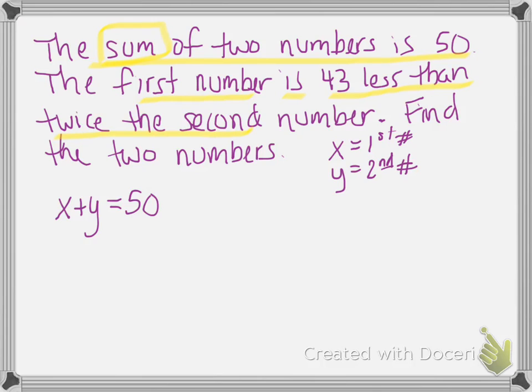So the first number, which was x, is, and I'm just following the sentence, the first number is 43 less than twice the second. So 2 times the second, and then take away 43. Now you have your two equations. Now you can use substitution.